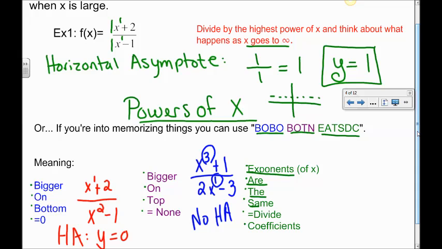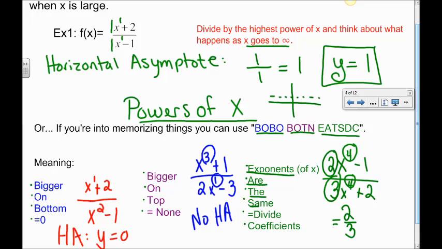And when exponents are the same, just to give you another example, if we have something like 2x to the 4th minus 1 over 3x to the 4th, our powers of x are the same. So we're going to divide our coefficients. Our coefficients of x are 2 and 3, so we'll have y equals 2 over 3.